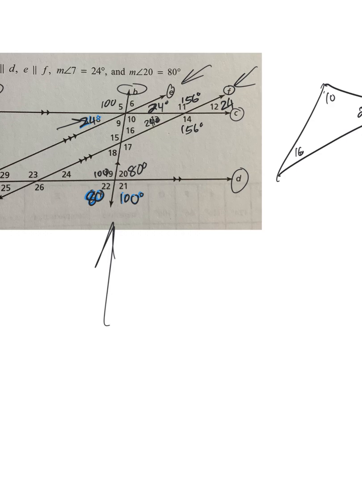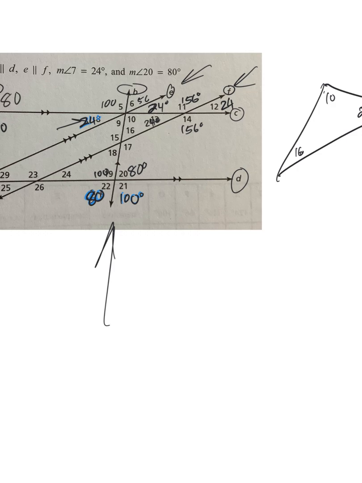What's angle 1 to angle 5? I'm sorry, I should have put that down there. 56 for you. Corresponding angles. Hey, Chloe, what's angle 4? Vertical angles. What's angle 2? 80 degrees. And angle 3 is 80 degrees.